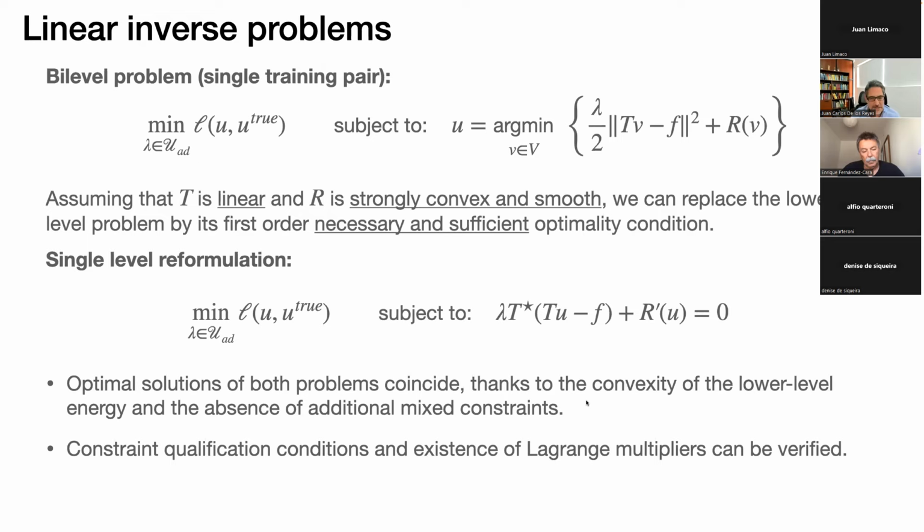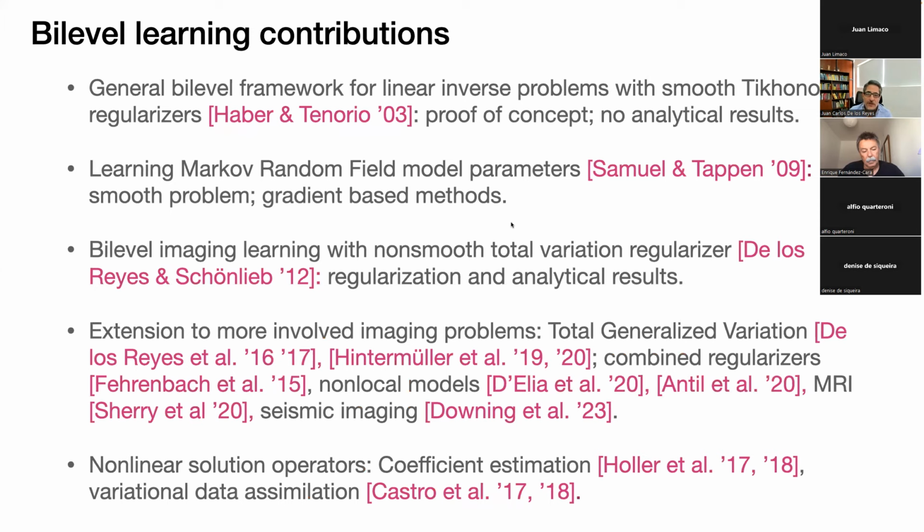You replace the lower level with some equation, for instance, and this equation can be treated with known techniques. And this is the special feature of these linear inverse problems. Now, what happens if R is a non-smooth regularization term or T is a non-linear operator? So let me just briefly review some bibliography concerning this type of approach.